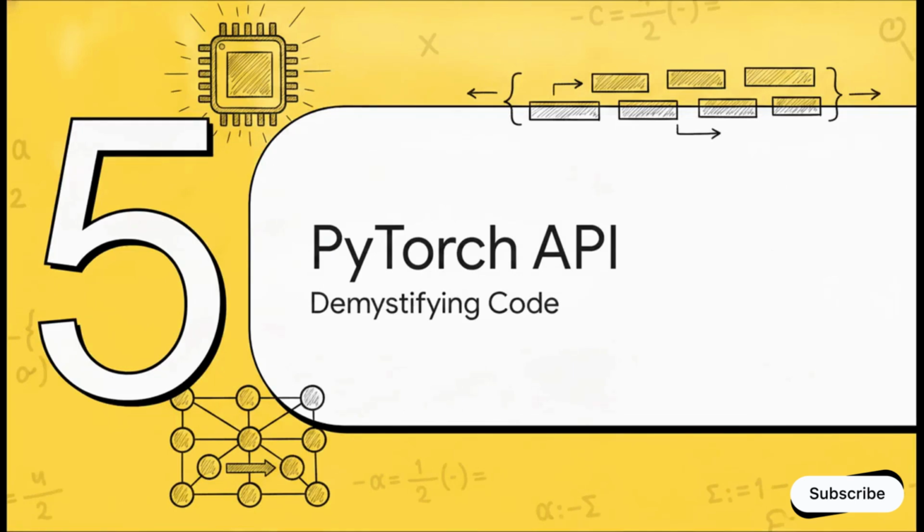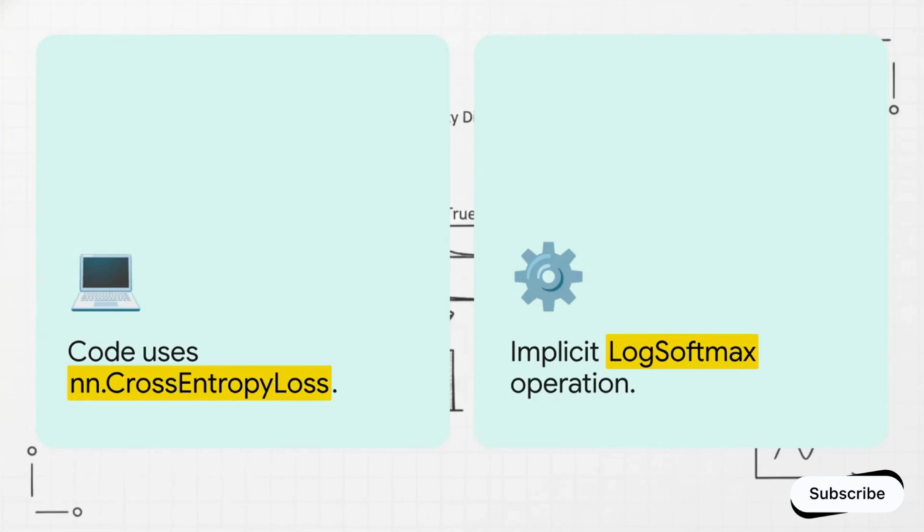Section 5. Demystifying the PyTorch API. Let's see how all this math actually builds out in production code. We're going to demystify the black box right now. On the right, we have our standard mathematical formula. On the left, PyTorch's nn.CrossEntropyLoss. Notice how the log in our mathematical formula connects directly to the implicit log softmax operation happening under the hood in PyTorch. PyTorch intentionally fuses log softmax and negative log likelihood into one highly optimized, stable kernel.